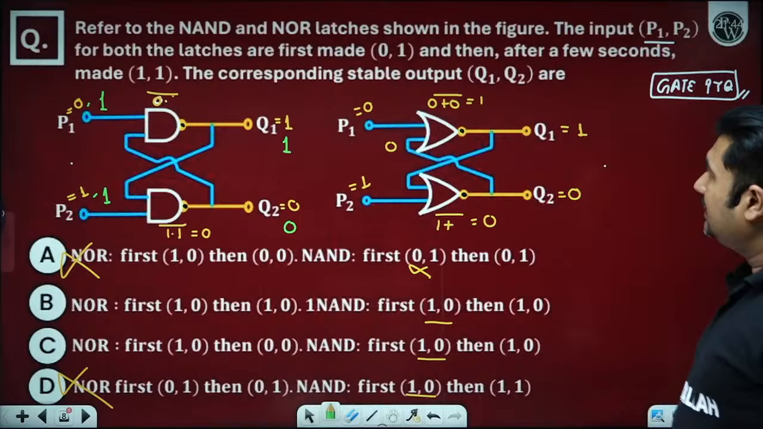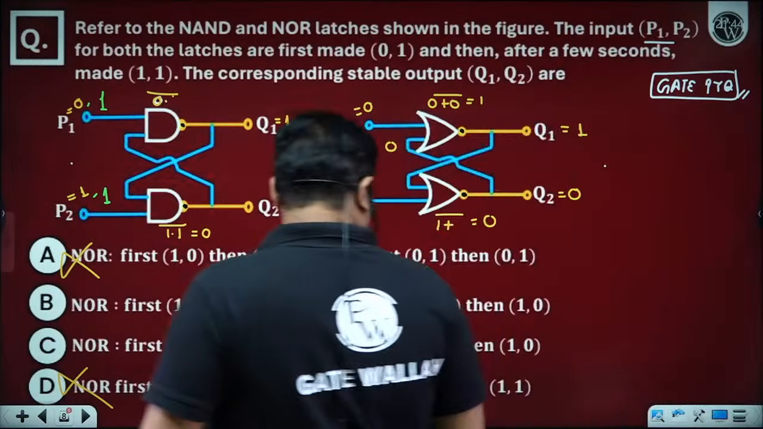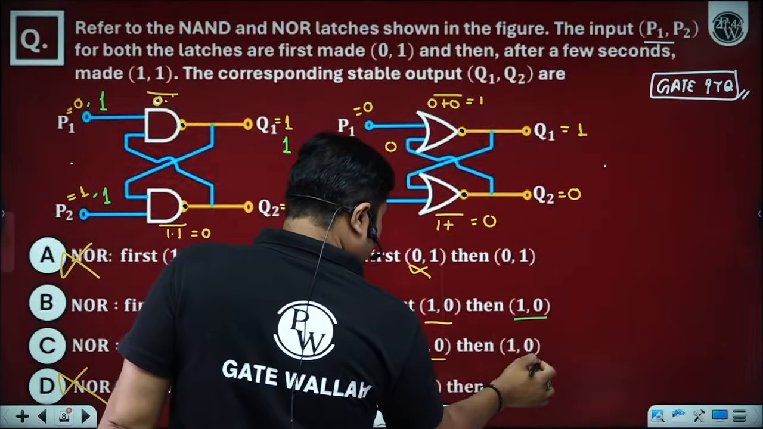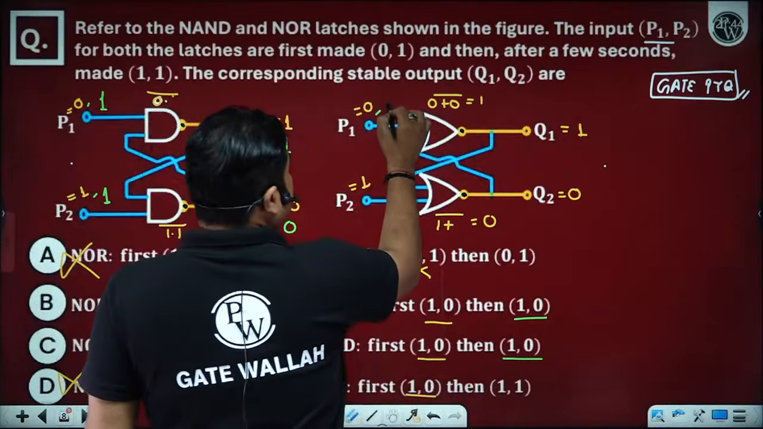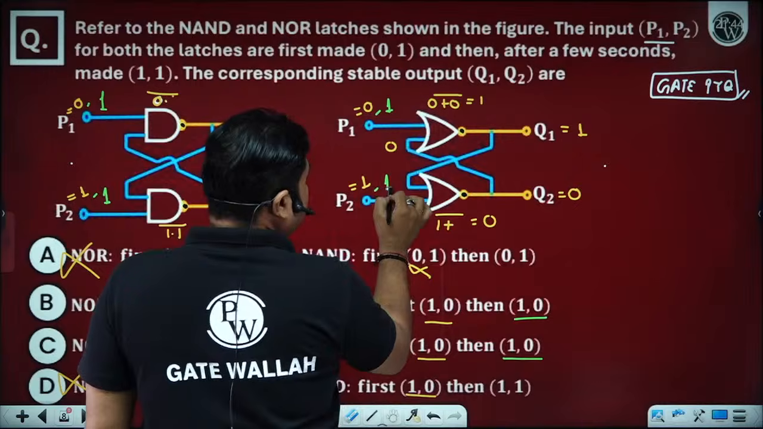Is it okay, beta ji? Yes, sir. So we are getting 1 0. So in both we are getting 1 0. Come to this. P1 is changed to 1. P2 is changed to 1.